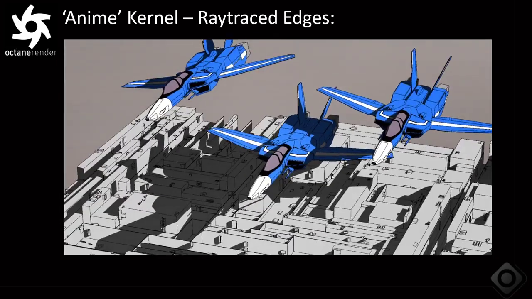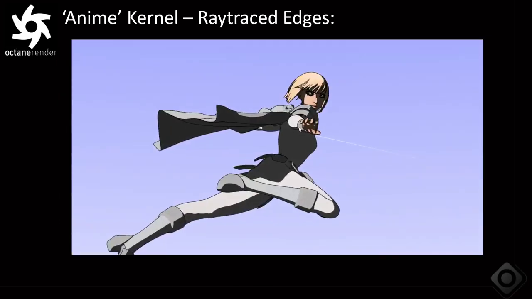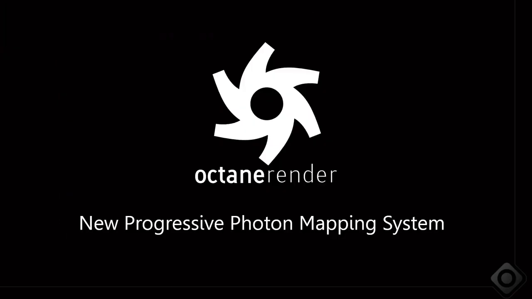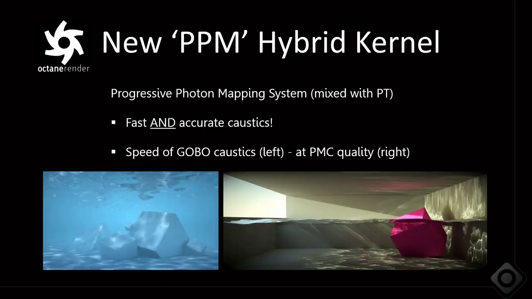But toon rendering is something we really want to take another deeper look at, and this anime kernel is a big part of that. We have another feature that we're working on for later this year. It's still very early, but it's basically progressive photon mapping. And it's a PPM kernel, so it's a whole new kernel in Octane, essentially a whole new rendering path. And the reason why we're working on this and why it's important is that it'll give you amazing results for caustics.